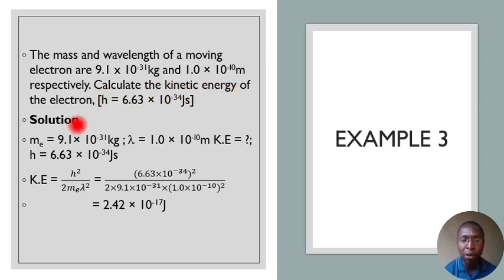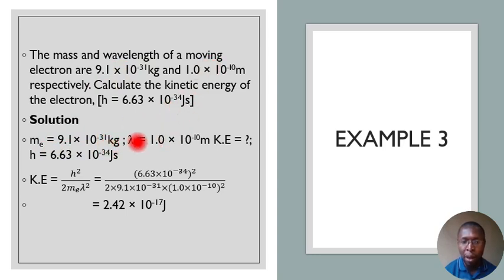Calculate the kinetic energy of the electron, given that Planck constant is equal to 6.63 times 10 raised to the power minus 34 joule-seconds. So to solve this, we write our parameters again. Yes, we are given the mass and the wavelength. So the mass is this value. So m is 9.1 times 10 raised to the power minus 31 kilogram.